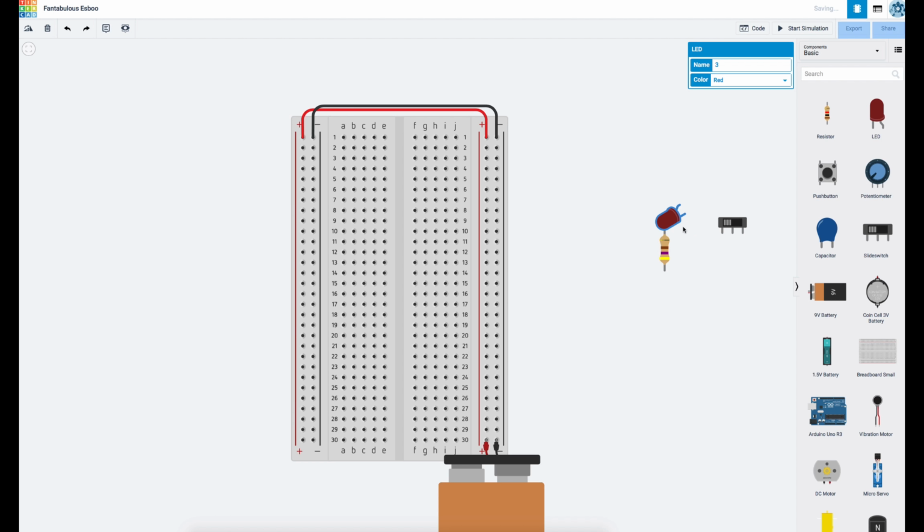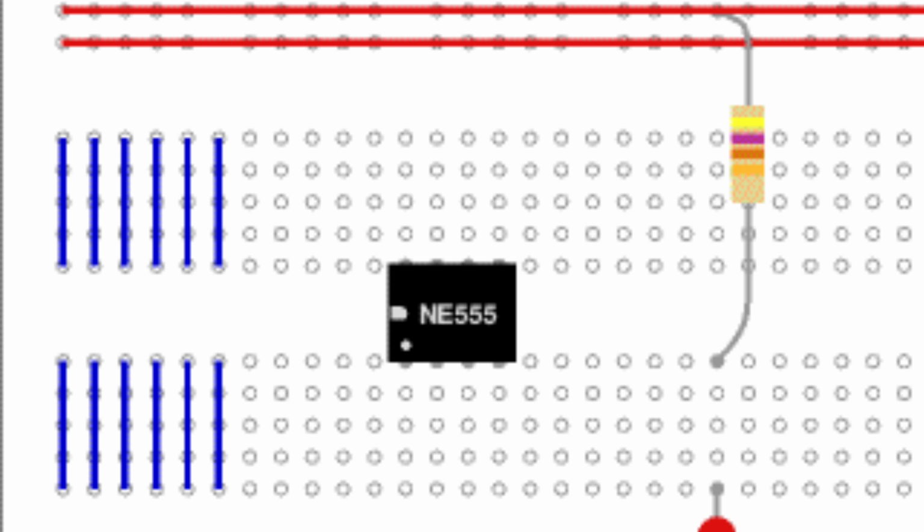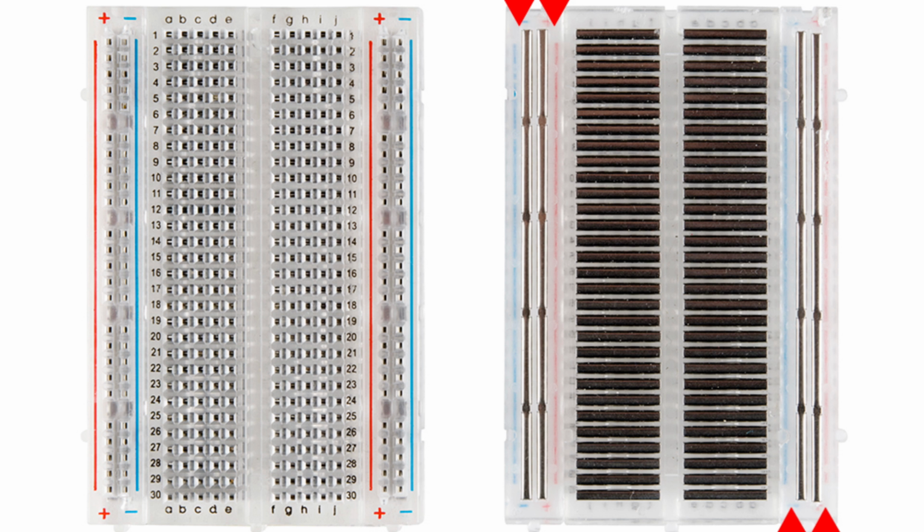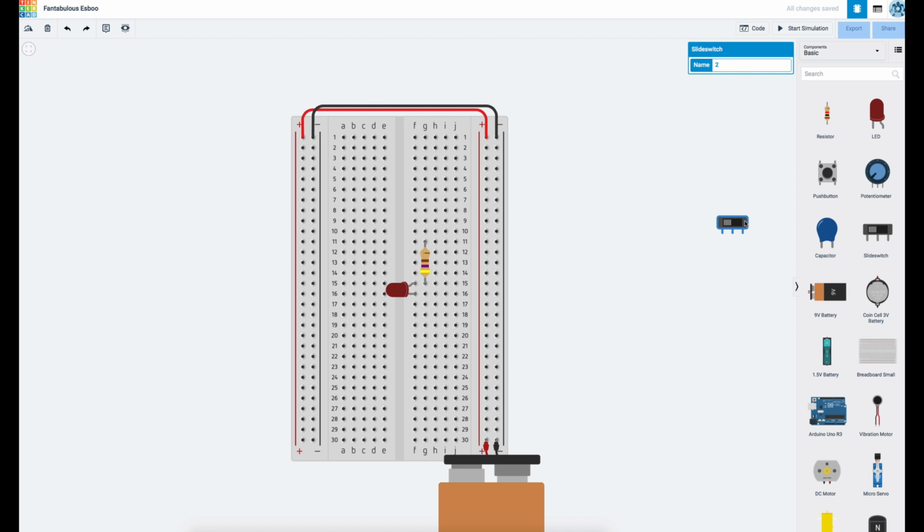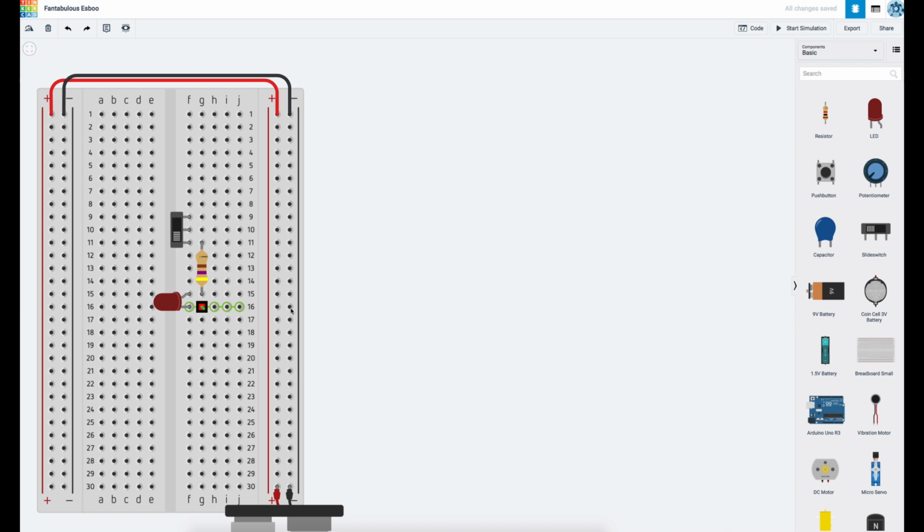While placing your components, keep in mind the configuration of a breadboard. The outside columns are connected vertically and the inside rows are connected horizontally. This picture of the inside of a breadboard shows these connections clearly. Notice how I lay out my components in intersecting rows. Now you can connect the components using wires.